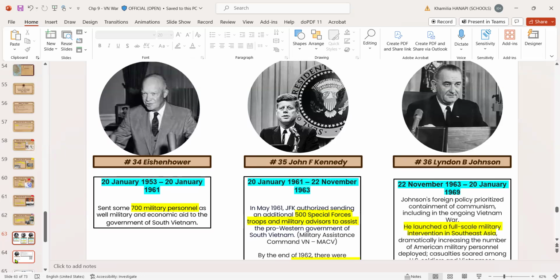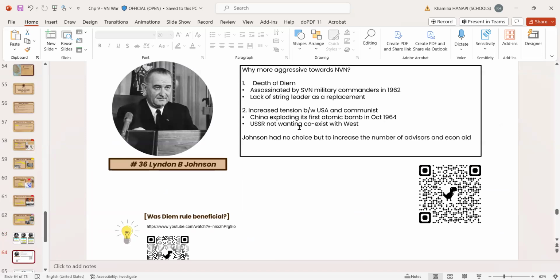Why? Is it because he wanted recognition? He wanted fame? Well, there were reasons. One of the reasons why America was more aggressive to the North Vietnamese was because, remember the leader of North Vietnam? He was assassinated by his own people. And there was a lack of strong leaders as a replacement. So now South Vietnam specifically doesn't have a good or strong leader. So America is very, very worried.